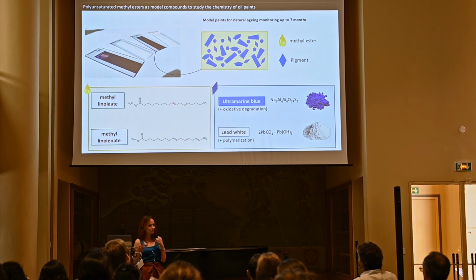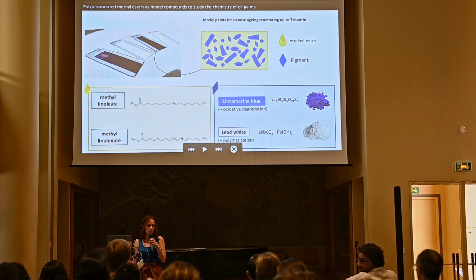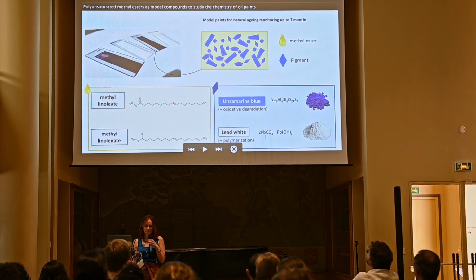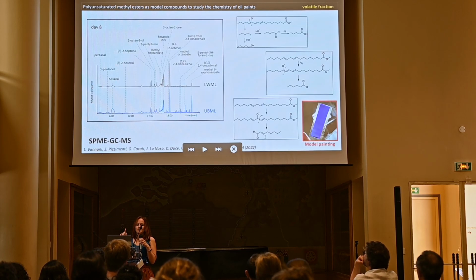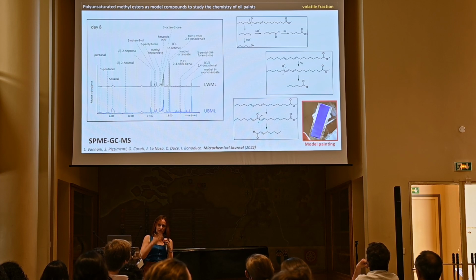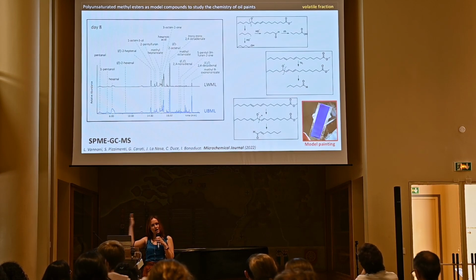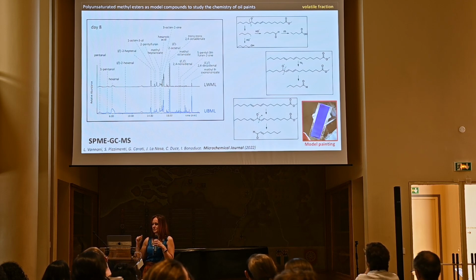So we prepared our new sets of paints containing our new safflower model and linseed oil model and the same pigments. And then we started analyzing systematically the products of curing, starting from the volatile molecules up to the cross-link fraction.